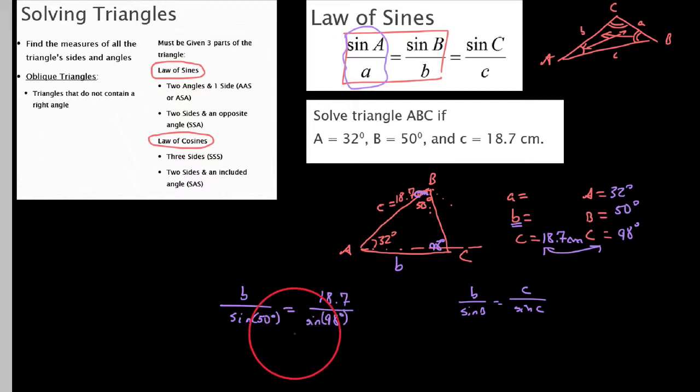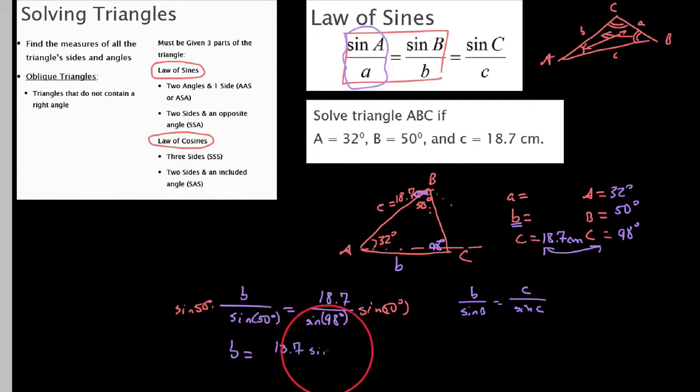Okay, so if we want to solve for b here, to get an exact value, just take both sides times the sine of 50. So we say that b is exactly 18.7 times the sine of 50 degrees, all over the sine of 98 degrees. This is important that it's in degrees. My handwriting is horrible, sorry people. And so we need to evaluate this for its value.